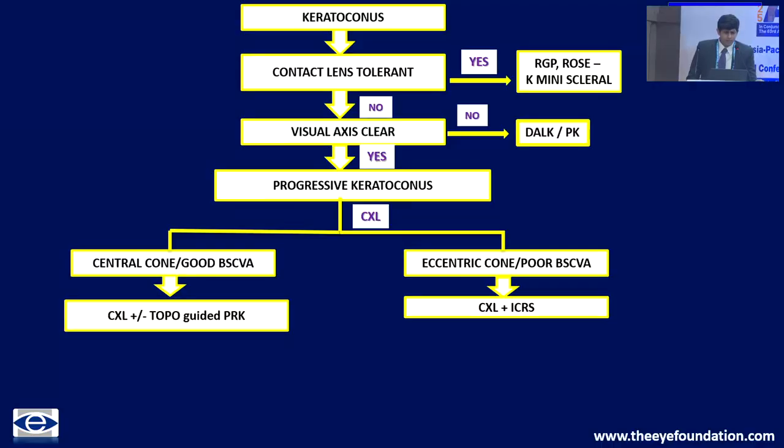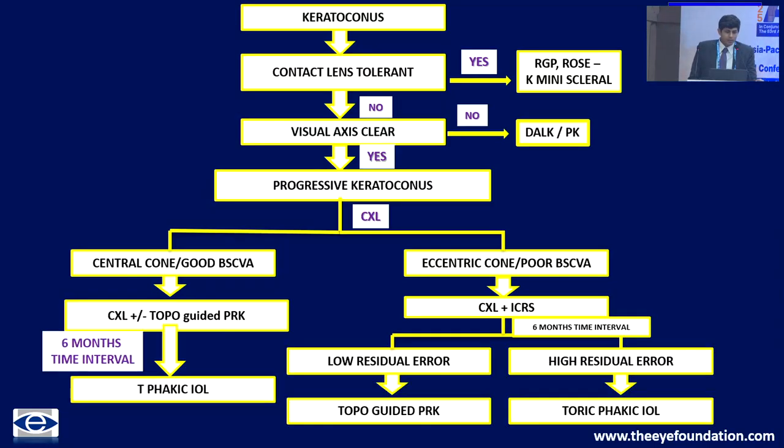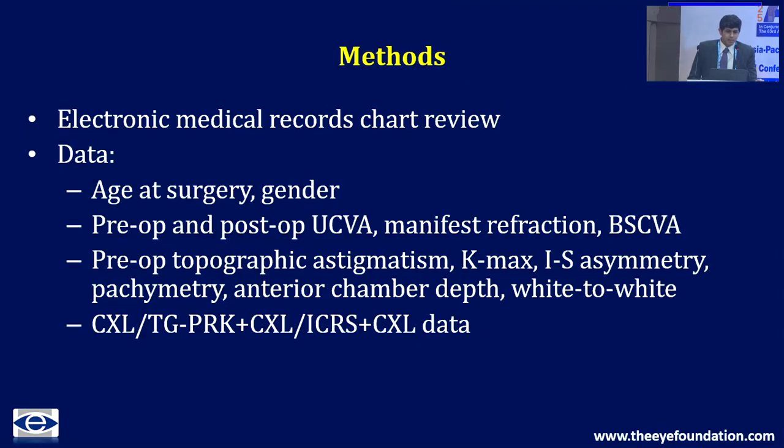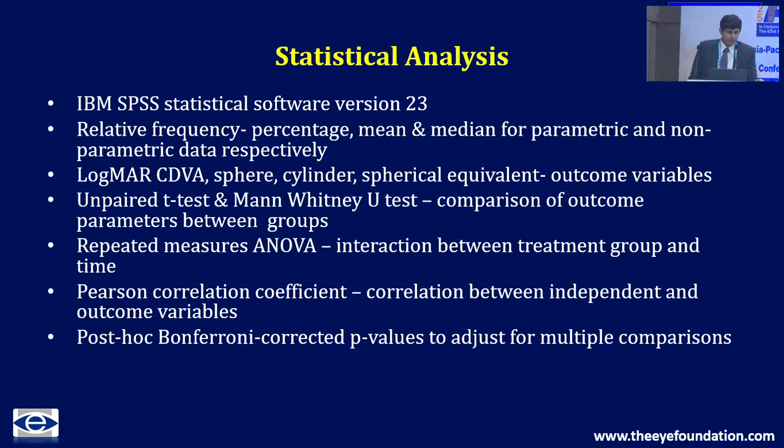So again, the way these patients were selected was if they had good best spectacle corrected vision in a central cone, they were either subject to just a cross-linking or a cross-linking along with topo-guided PRK. And if they had poor best spectacle corrected visual acuity, the cornea was regularized using an intracorneal ring segment along with cross-linking. And we waited for at least 6 months before taking these patients up for toric phakic intraocular lens implantation. So it was an EMR-based retrospective chart review where we got all this data in the post-operative period, and the statistical analysis was by the IBM statistical software.